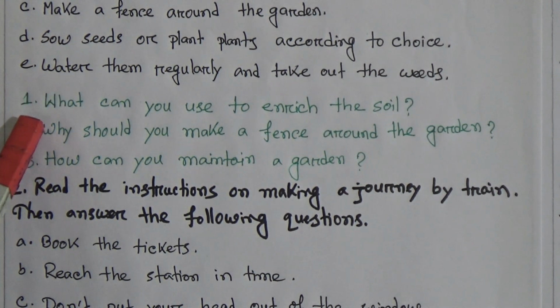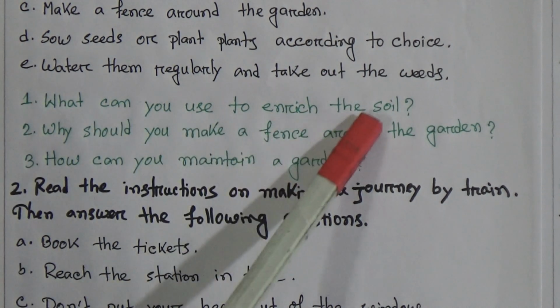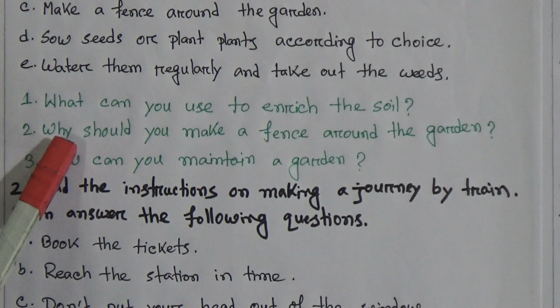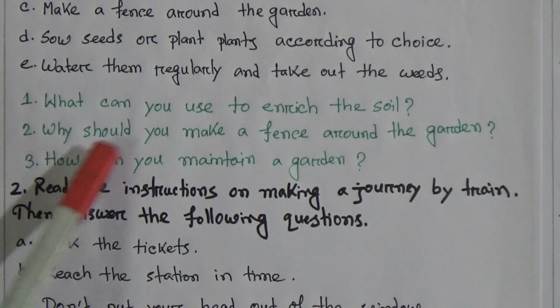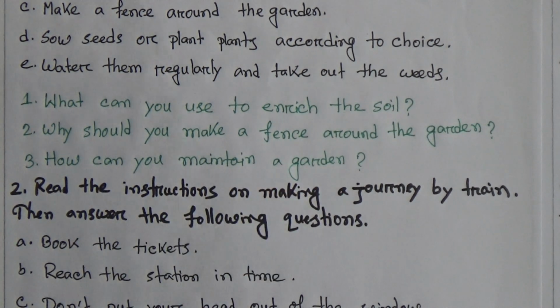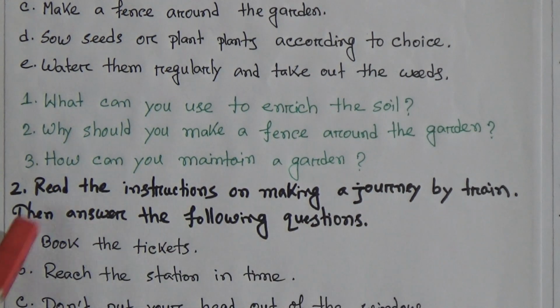Now there are 3 questions regarding these instructions. What can you use to enrich the soil? Number 2, why should you make a fence around the garden? Number 3, how can you maintain a garden? Now question number 2, read the instructions on making a journey by train, then answer the following questions.